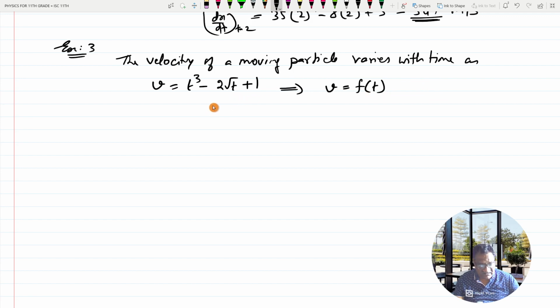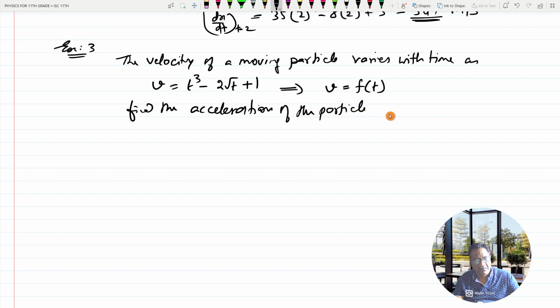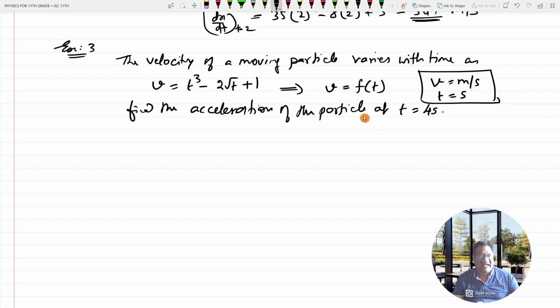Now what he has asked is, find the acceleration of the particle at t equal to 4 seconds. Here, velocity is in meter per second, that is given, and time is in seconds. This is given in the question, right? So don't bother about that. Find the acceleration of the particle.